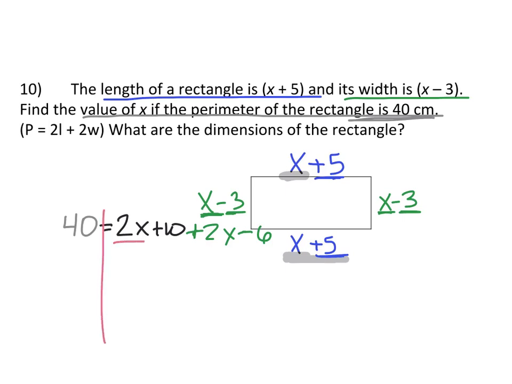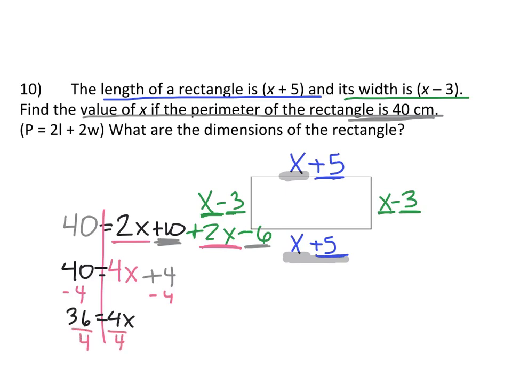So we want to combine our like terms. So I combine my 2x's together to give me a 4x. I'm also going to combine my 10 minus 6 to give me a plus 4. This is equal to 40. And then we're going to go ahead and use those inverse operations. I'm going to subtract my 4 from both sides. That's going to leave me with 36 equals 4x. And then divide both sides by 4. And that's going to leave me with my answer, x equals 9.